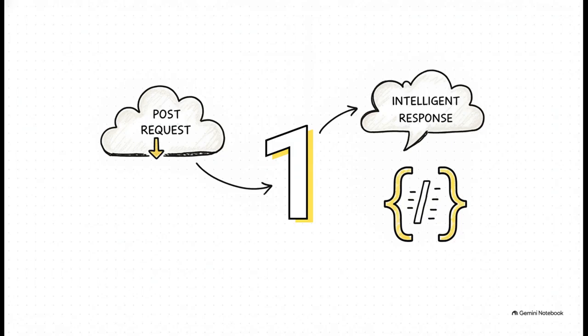Okay, here is the absolute key statistic I want you to remember today. Just one endpoint, one single post request. That is absolutely all it takes to send a conversation to Claude and get an incredibly intelligent response right back. And what's truly wild here is that the entire API service for basic usage fits into exactly 6 lines of Python. That's it. That is literally all you need to start building.